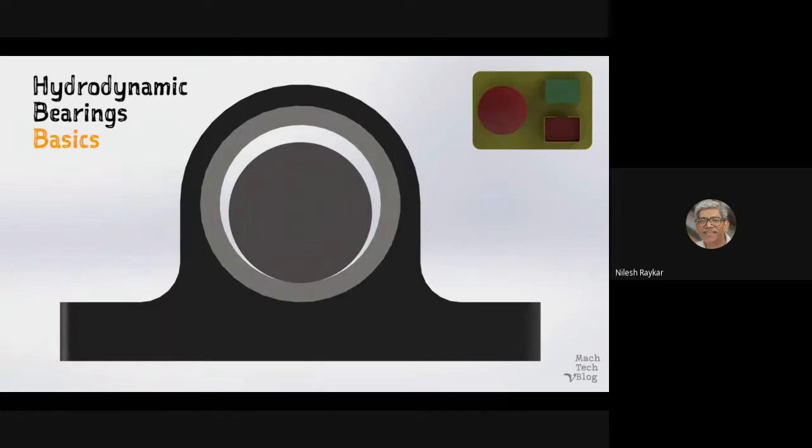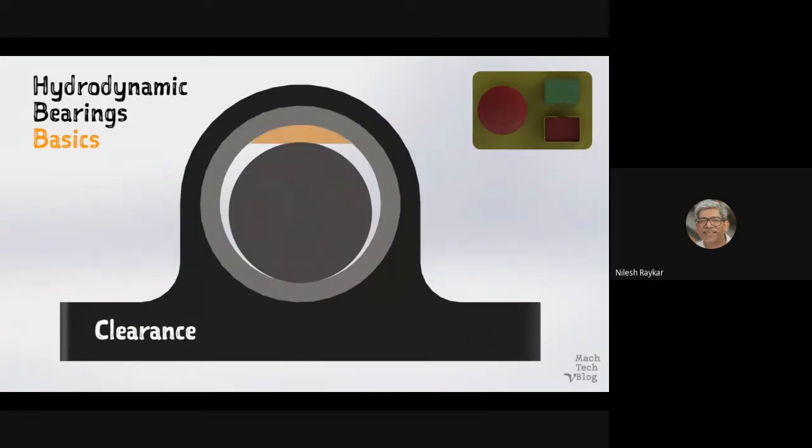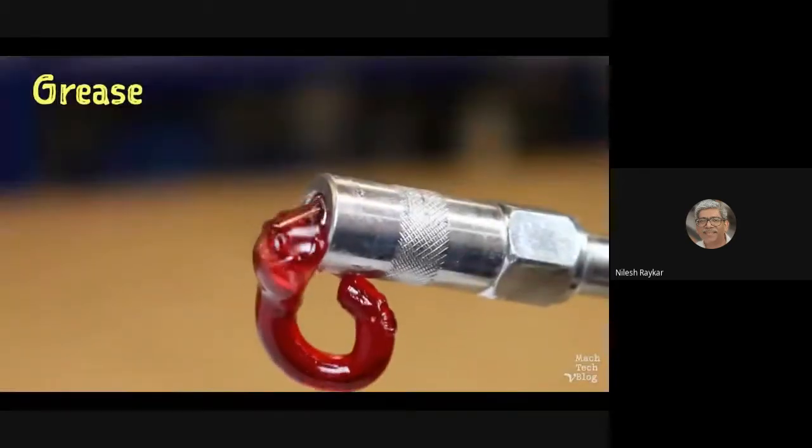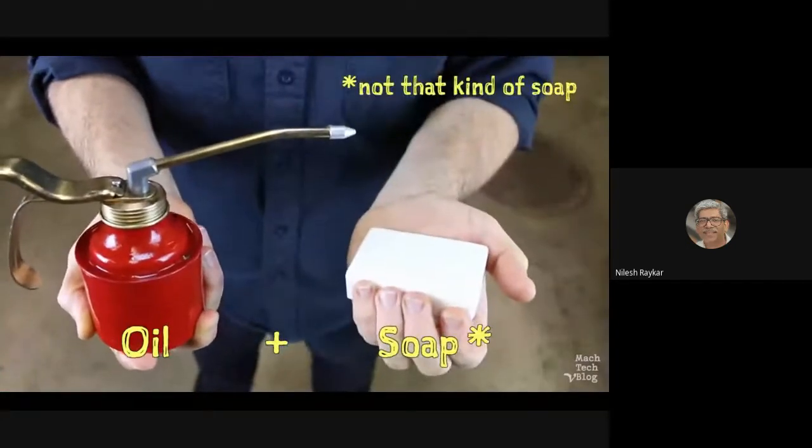The bearing is designed with a carefully sized clearance or gap between the journal and the sleeve. It won't be much, maybe only the size of a human hair. The clearance in this animation is exaggerated for demonstration purposes. The clearance is filled with lubricant, usually oil or grease, which is just oil thickened with some type of soap to keep it from running out all over the place.